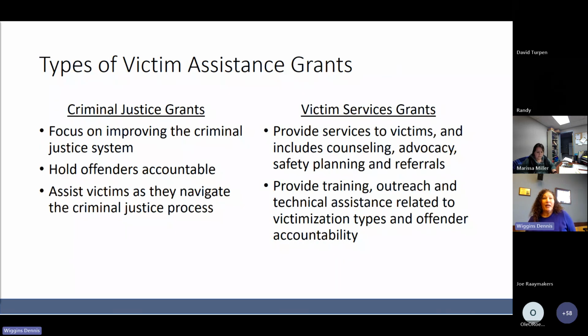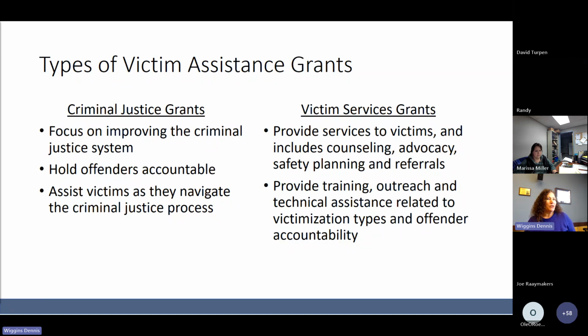The types of grants that we have are in 2 categories. One is the criminal justice grants, and the other one is the victim services grants. So we often hold 2 grant competitions, one for the criminal justice grants and one for the victim services grants. Our criminal justice grants focus on improving the criminal justice system, holding offenders accountable, and assisting victims as they navigate the criminal justice process.